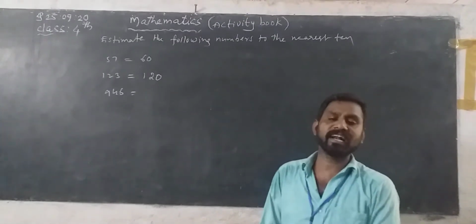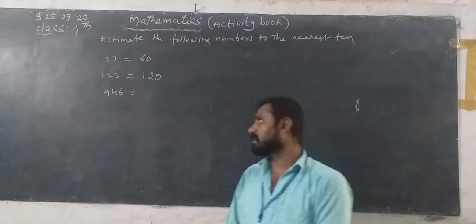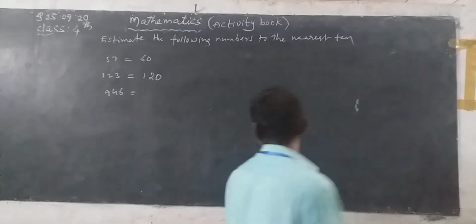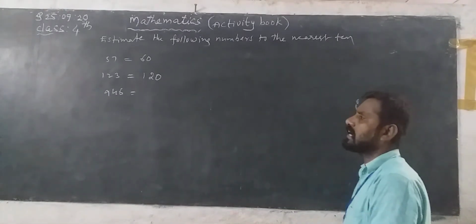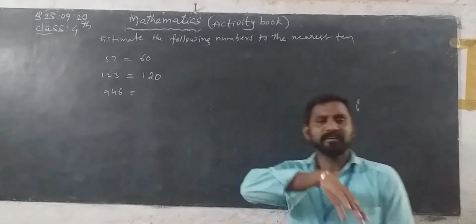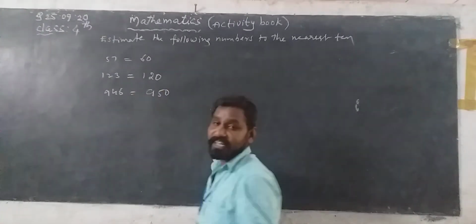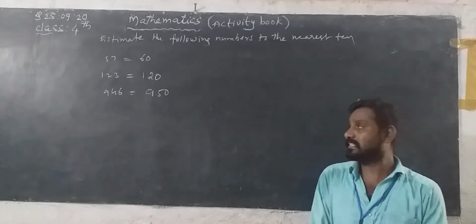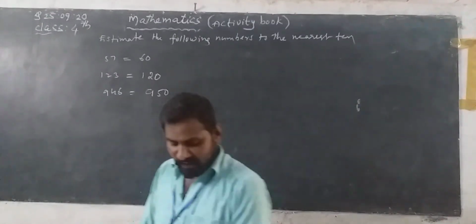946 lies between 940 and 950. To round off a number to the nearest tens, you compare the digit in the ones place. See here, 946 lies between 940 and 950. 6 is greater than 5. So I have to take the next tens, means 950. Without doing the steps, you can say it directly. That is your intelligence. Okay, see, 946 is rounded off to 950.